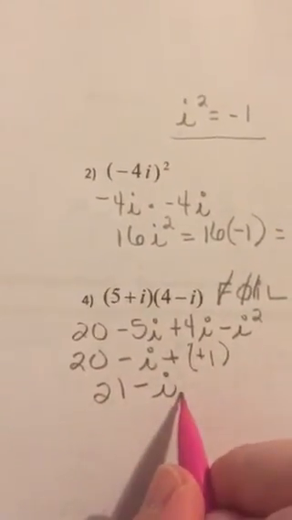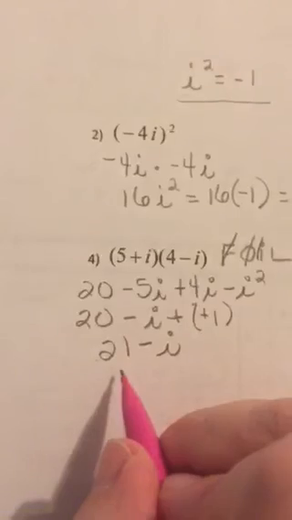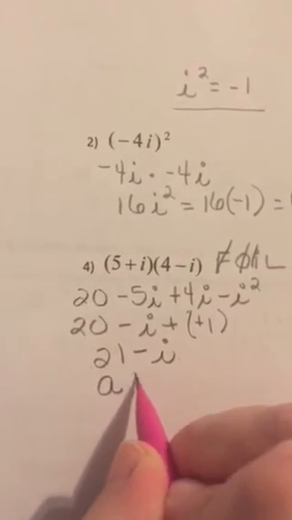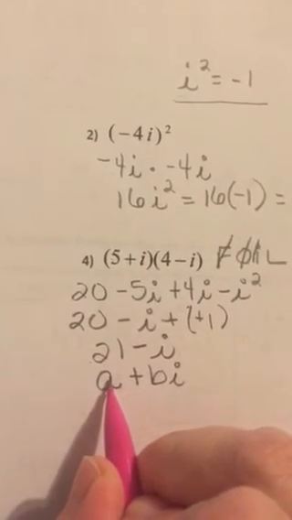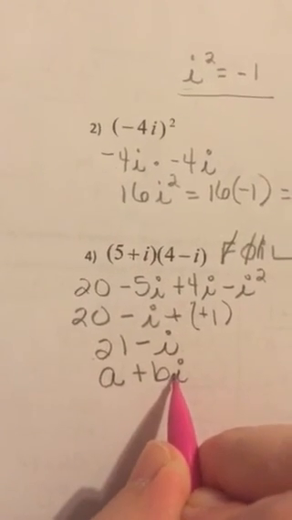And I want to make sure I write them in this order, because in the set of complex numbers, we have a form that's called a plus bi, where I write the real number first and I write the imaginary term second.